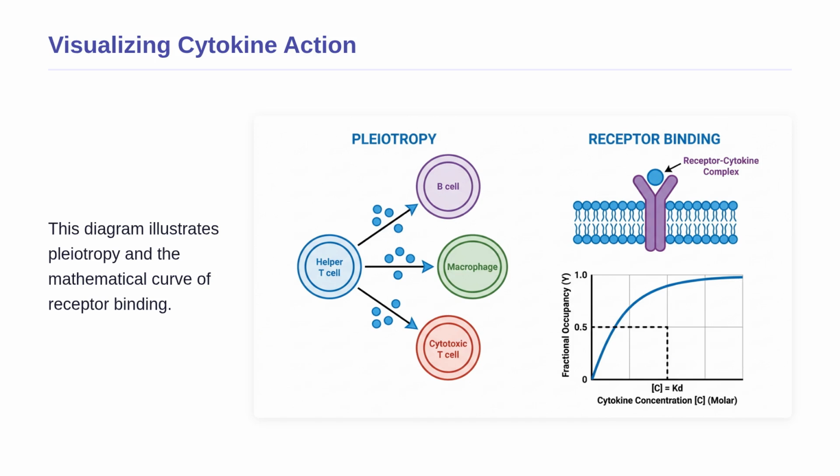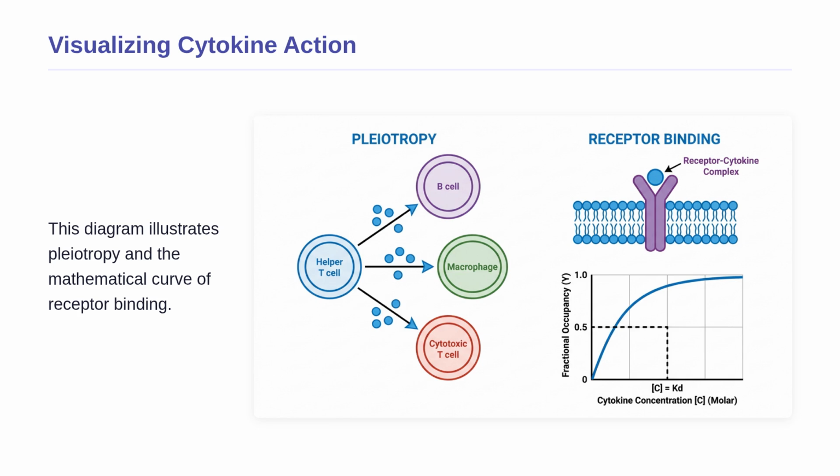Now that we have proven the math, let us visualize these concepts together. On the left side of this diagram, you can see pleiotropy in action. A single helper T cell is releasing cytokines that bind to 3 completely different cells, a B cell, a macrophage, and a cytotoxic T cell, causing different effects in each.